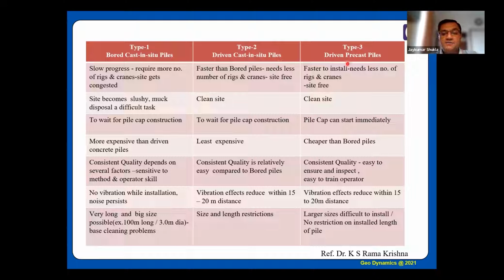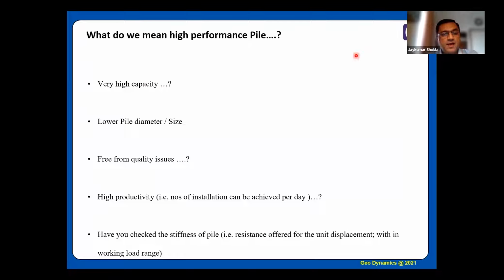And for cast in situ piles, we may drive a hollow mandrel, then put the concrete inside and withdraw the mandrel. Whereas this is the classical precast pile, where the precast piles are pushed into the ground. Now, let's say what we mean by high performance.